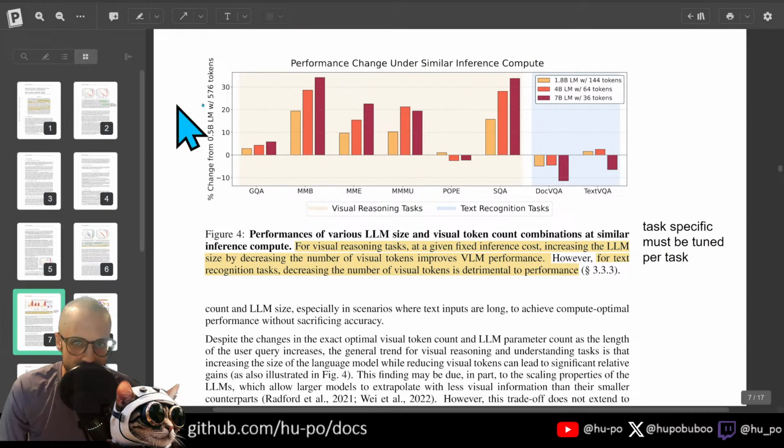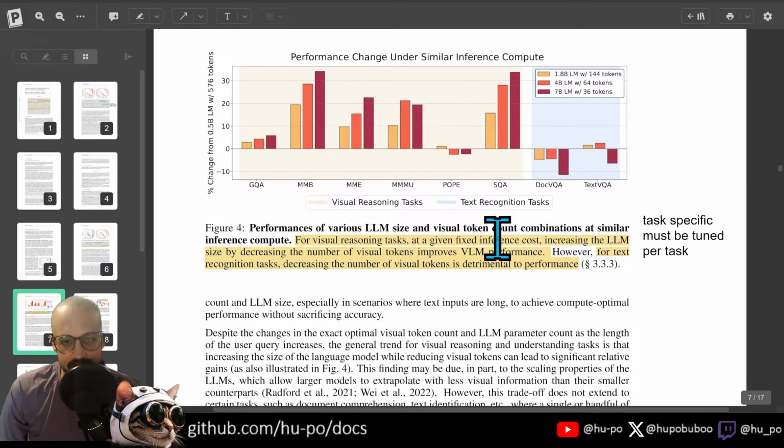So here's another figure from the paper. This is performance change under similar inference compute. For visual reasoning tasks, at a given fixed inference cost, increasing the LLM size by decreasing the number of visual tokens improves the VLM performance. However, for text recognition tasks, decreasing the number of visual tokens is detrimental to performance.